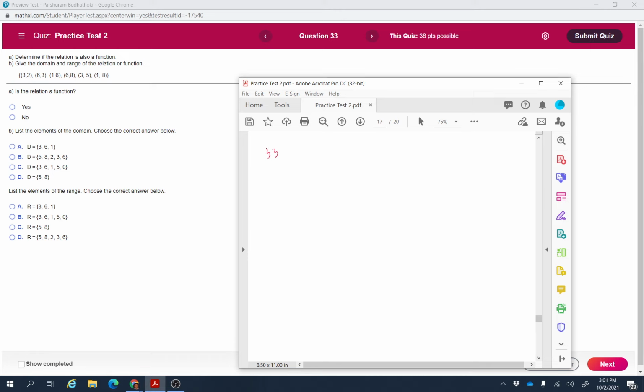That's problem 33. Domain means x value, so 3, then 6, then 1, then 6, then 3, then 1. Look here: for 3 the value is 2, for 6 the value is 3, for 1 the value is 6, for 6 the value is 8.